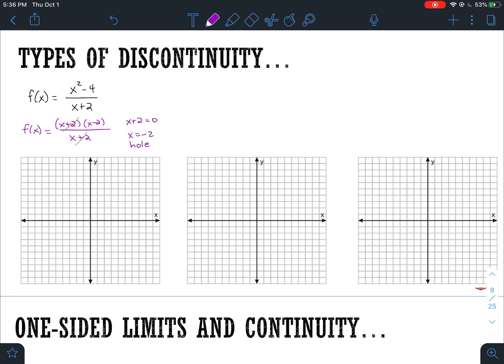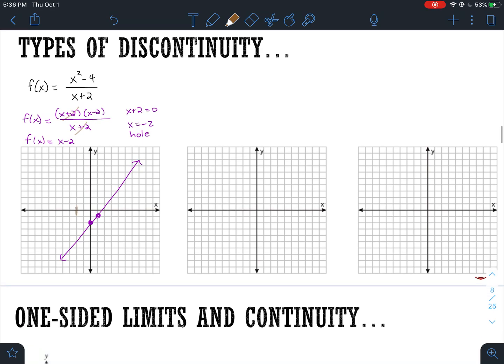Now the only thing that's left to graph once we cancel that is f of x equals x minus 2. Well, that's just a line that has a y-intercept at negative 2 and then goes up 1 over 1. And then if I connect those, that's my graph. But it has a hole at negative 2. So at x equal to negative 2 on the graph, you would just make a little opening there to indicate that it has a hole.